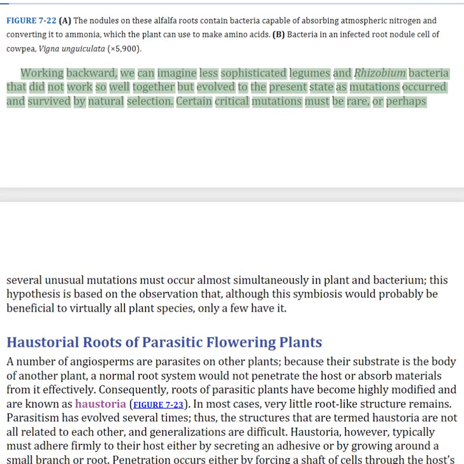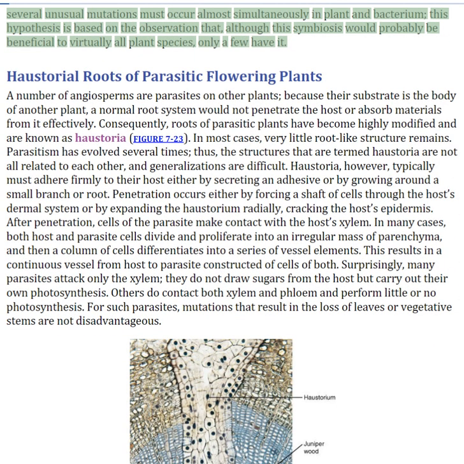Working backward, we can imagine less sophisticated legumes and rhizobium bacteria that did not work so well together but evolved to the present state as mutations occurred and survived by natural selection. Certain critical mutations must be rare, or perhaps several unusual mutations must occur almost simultaneously in plant and bacterium.